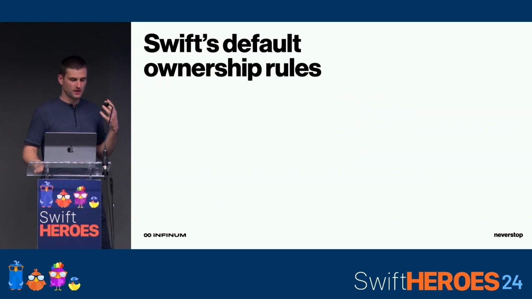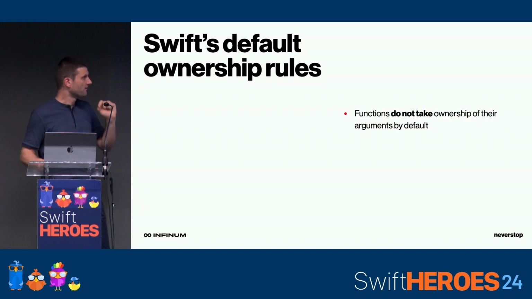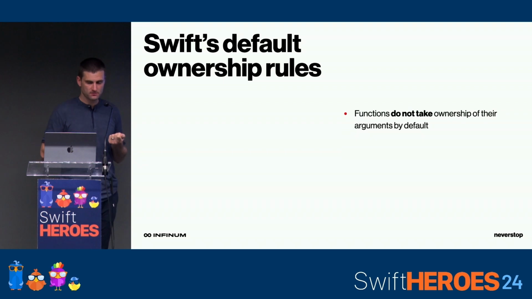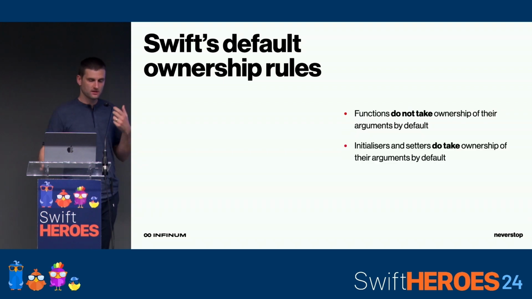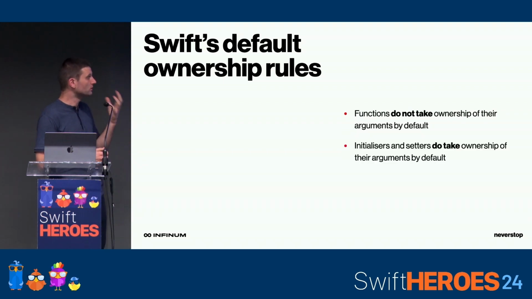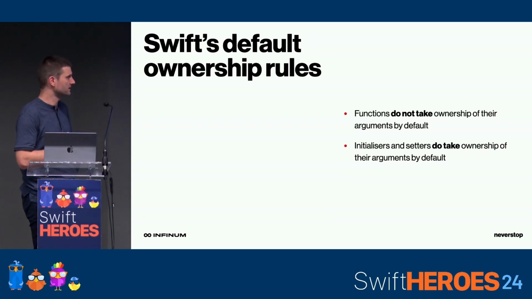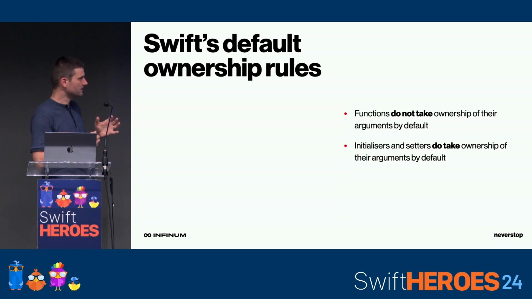And this leads us to Swift's default ownership rules. Swift default ownership rules say that functions do not take ownership of their arguments, and initializers and setters do take ownership of their arguments by default. We can change this behavior, as we will see later. This is a set of trade-offs that the Swift compiler team decided is a good one for the default ownership system. This is hidden from us. You usually do not need to think about this.